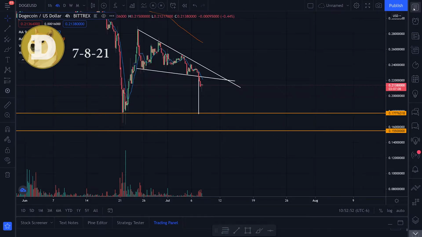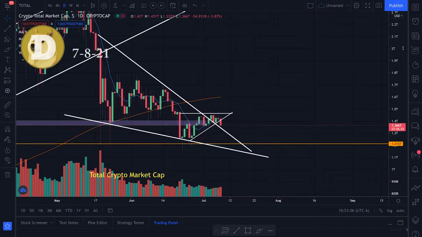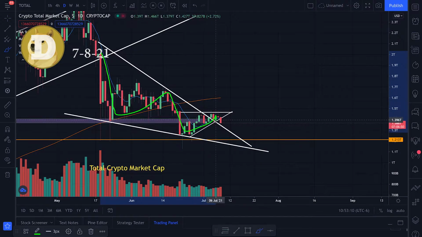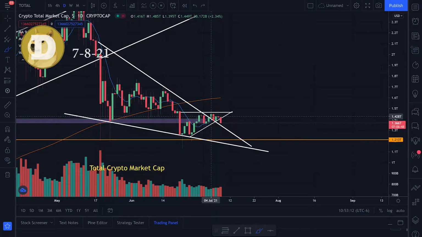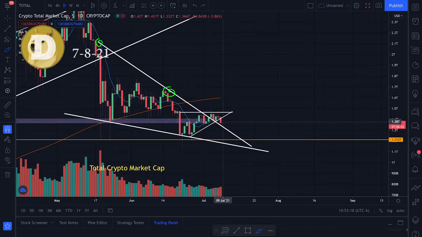Let's go to the total crypto market cap and see what's happening with that. All right, so we're on the daily time frame right now, and we've been watching this falling wedge, falling triangle, something like that, and we broke out of it pretty much. We broke this trend line anyways. We had resistance right here, and resistance right here, and we finally actually broke that trend line going up.